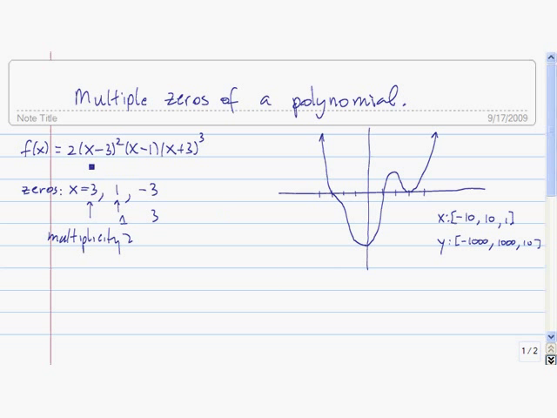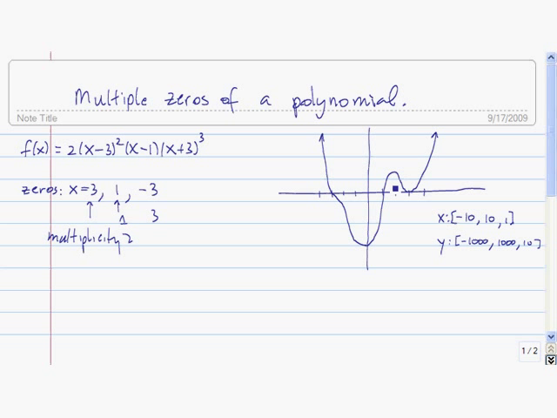Okay, let's take a look at the graph of f at these zeros. I've shown it right here. The window used is x min is -10, x max is 10, x scale is 1, y min is -1000, y max is 1000, and the y scale is 10. This way we can see the nice behavior. Here is the zero of 3, which is located right here. Notice how the graph bounces off the x-axis at that zero.